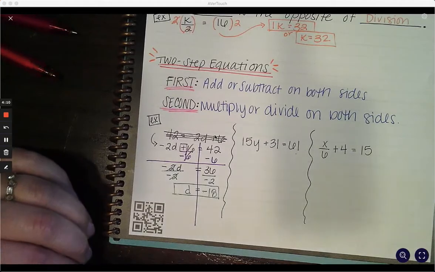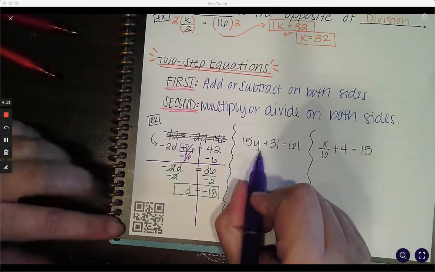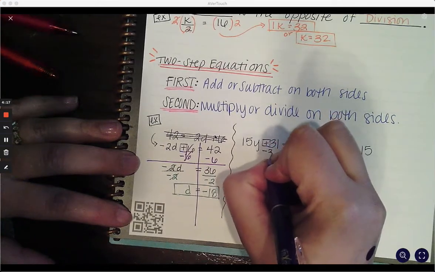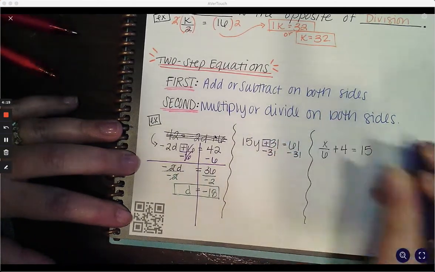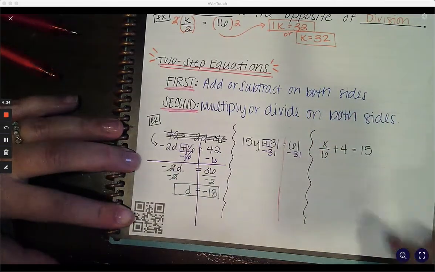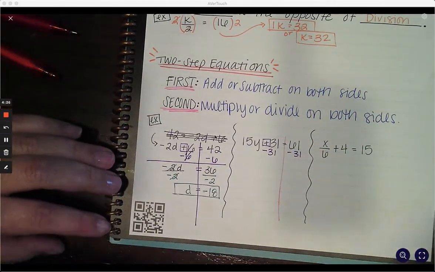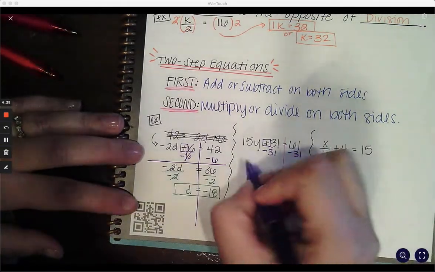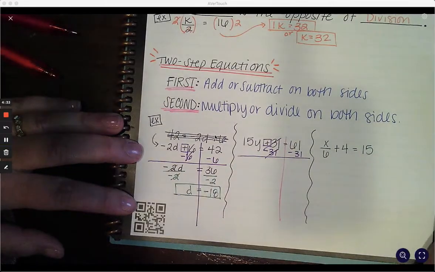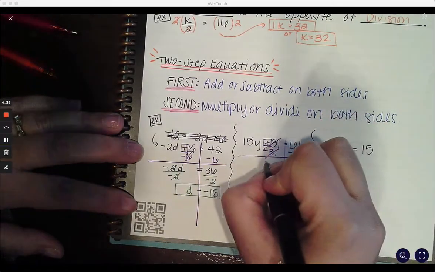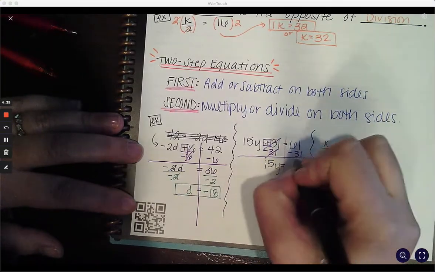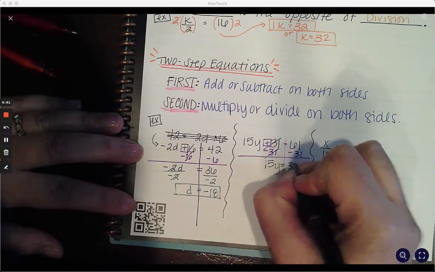Okay, so example 2, I see a plus, so the opposite is subtract. Okay, so when I subtract 31 from both sides, those zero out, so I have 15y equals 61 minus 31, which is 30.